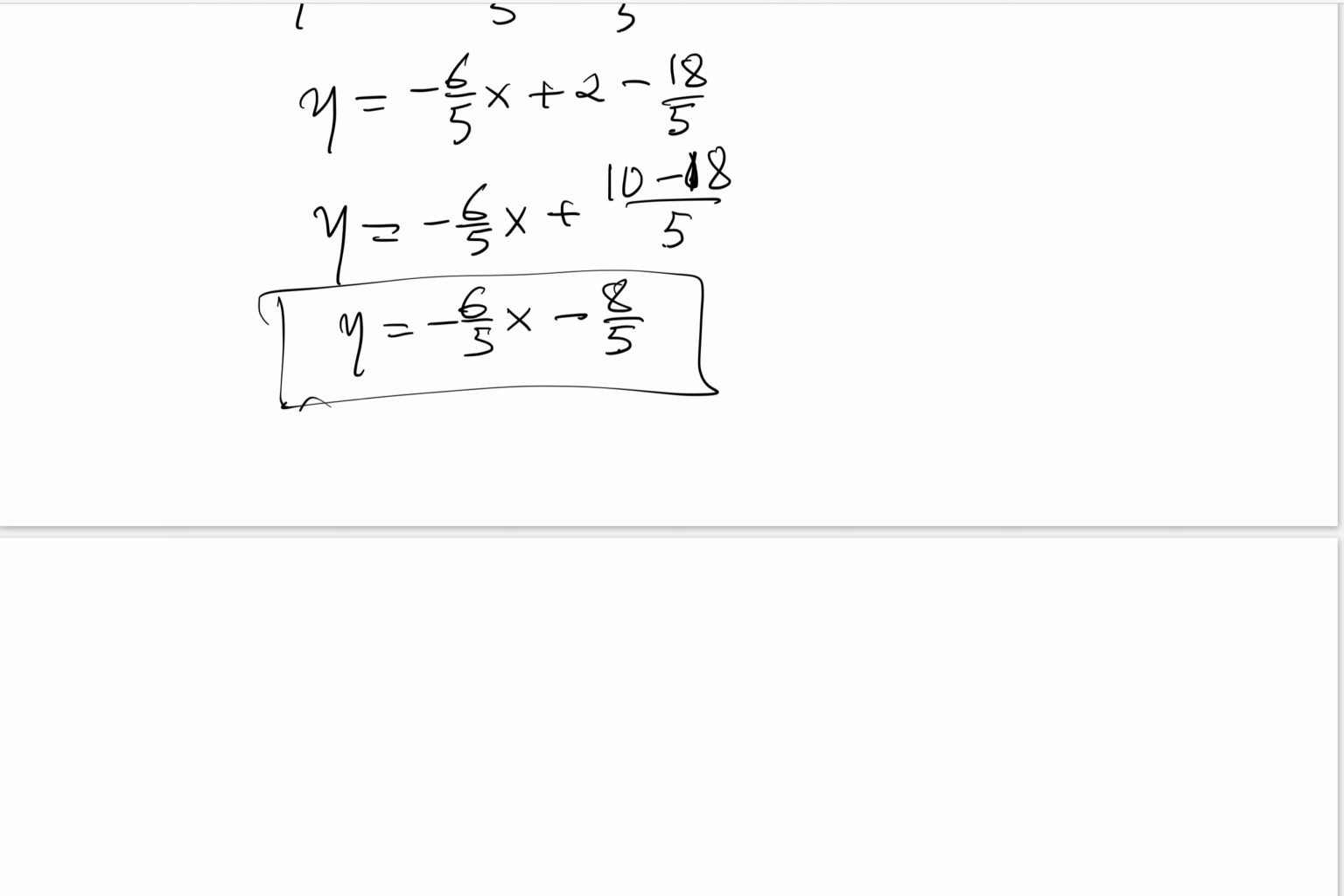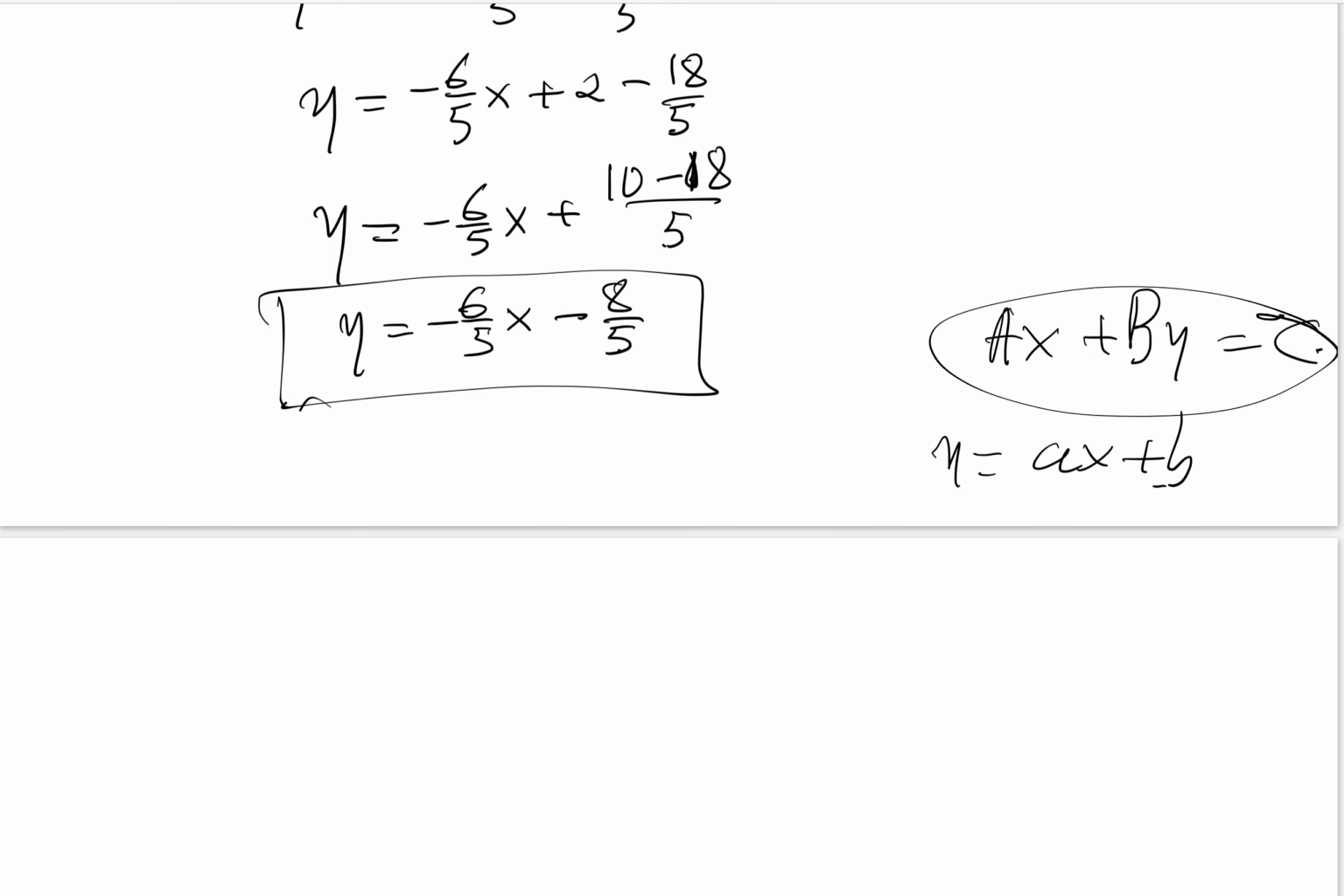And you can also have something called the slope-intercept form. So when you have y is equal to ax plus b, and they give you ax plus by is equal to c, and they ask you to write it down as the slope-intercept form, that's the way you have to write it down. Okay. Let me give you one example by definition. Let's define this one first.